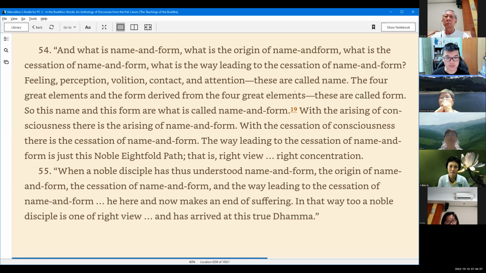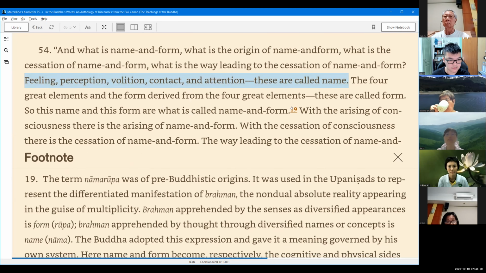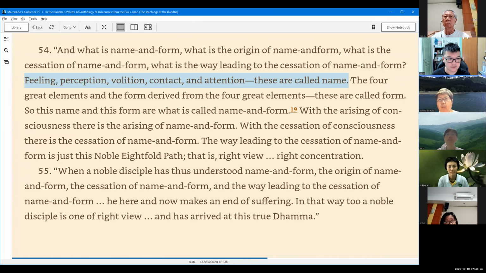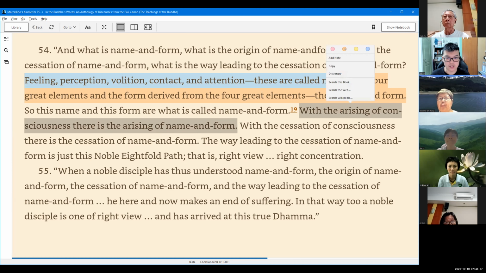But the footnote explains why it is called Namarupa. This is the psychological side, name, the cognitive side here. And this is the form, the physical side. And the cause for the arising of name and form is consciousness.